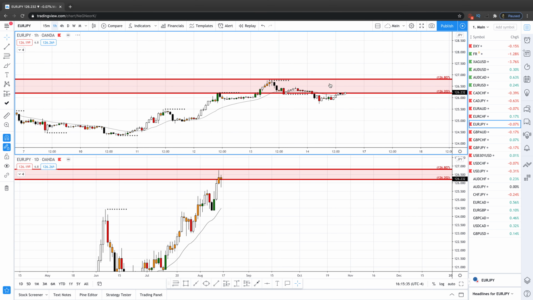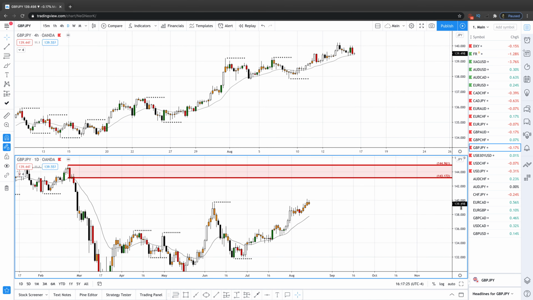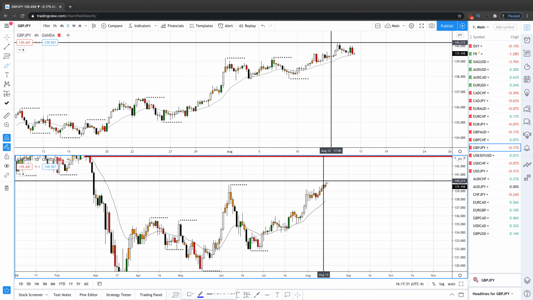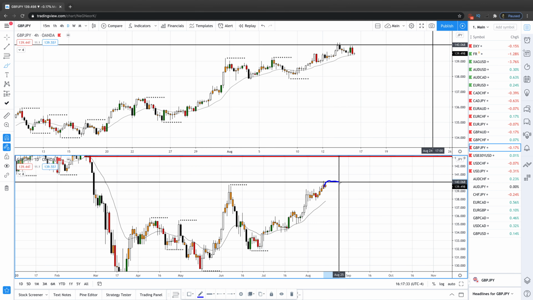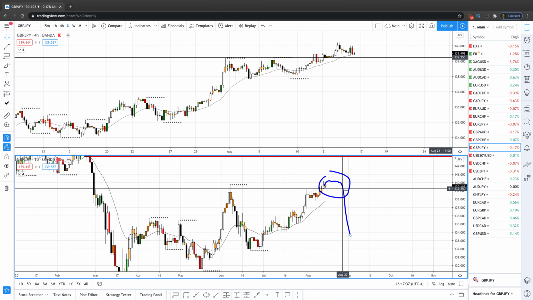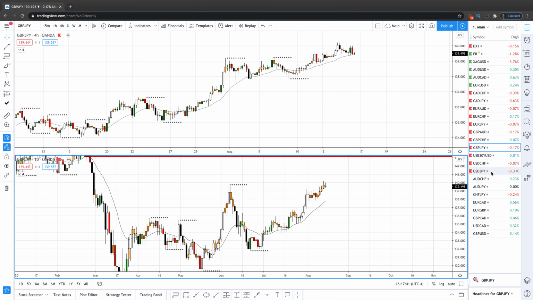Pound Japanese yen. Got some nice levels here at the extreme. I like that. As for now, we're waiting on this one because we are either going to wait for price to get up there, or maybe we get basing and drop, and then there's our level. We'll just have to wait and see. It's always better to wait and see than to just rush into something.